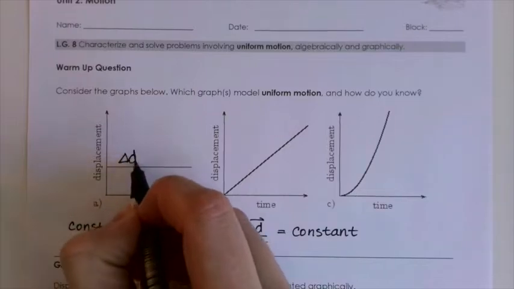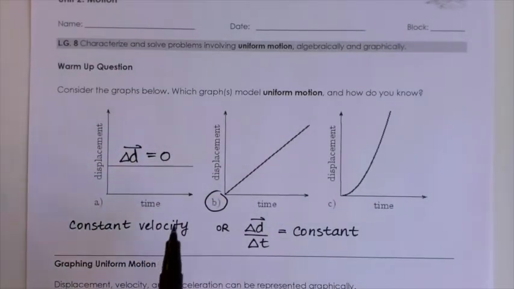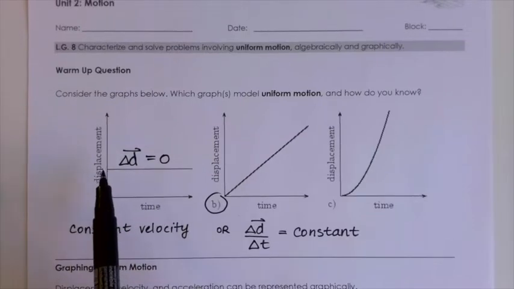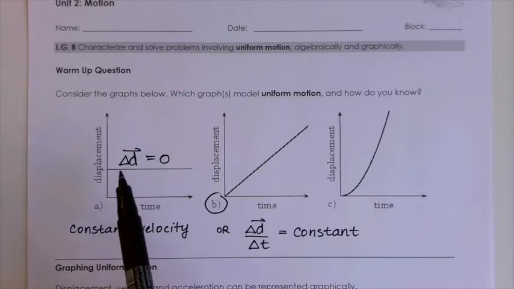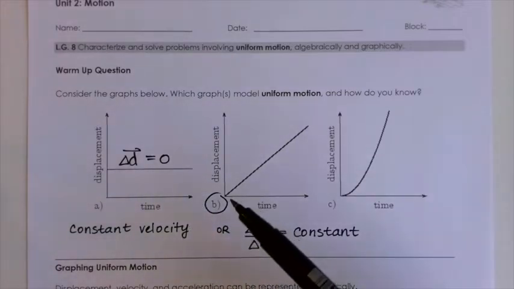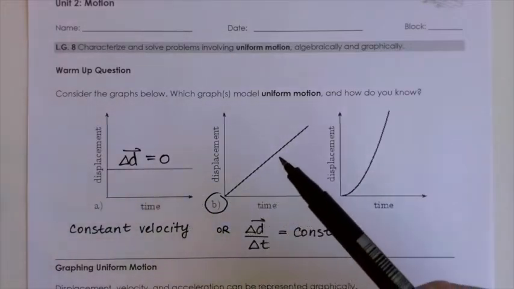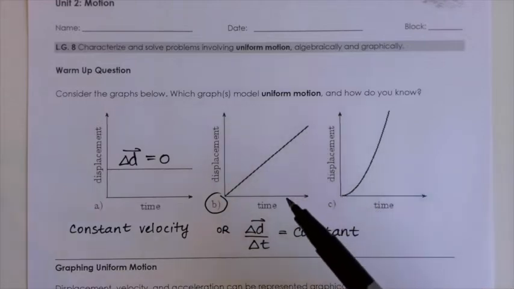Here in graph A, the change in displacement is actually zero. There is no change happening. What's physically occurring is that there is an object at a location in space that's not the origin, and it's stationary there as time passes. Here, the object is moving away from the origin or the reference point at a constant rate per unit time.